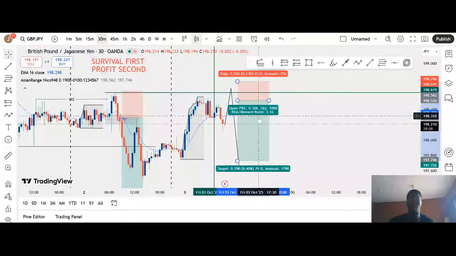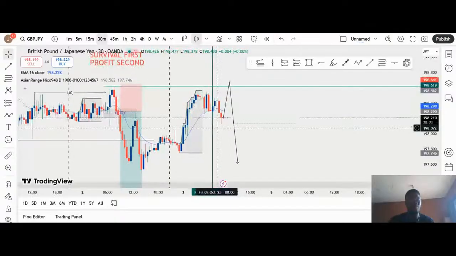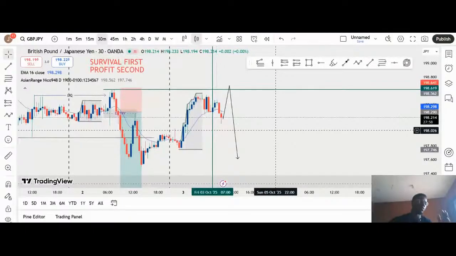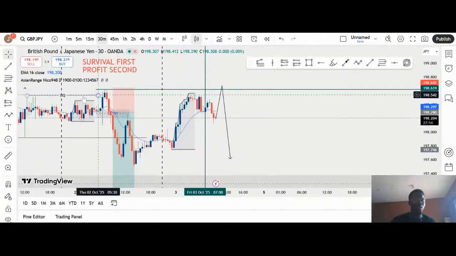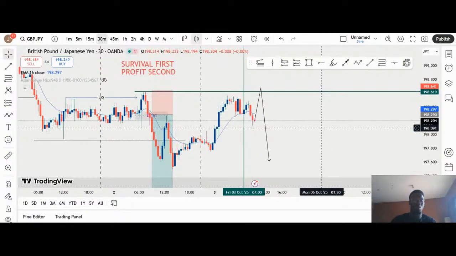So for now, it is on pending. If the market comes back up and sweeps liquidity, then we are going to have a trade. If the market did not sweep liquidity, then we do not trade GBPJPY for today. So I think for today all we have is GBPUSD.